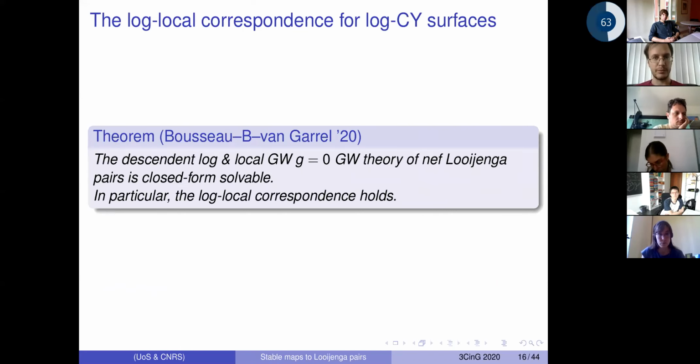And the first thing that I want to say today is that this is true for nef Looijenga pairs, so for log Calabi-Yau surfaces with maximal boundary. And we actually proved something more. So log and local Gromov-Witten theory in genus 0 with point insertions of nef Looijenga pairs is actually closed-form solvable. So there are explicit formulas for the invariants. And as a corollary, the local correspondence can be seen to hold.